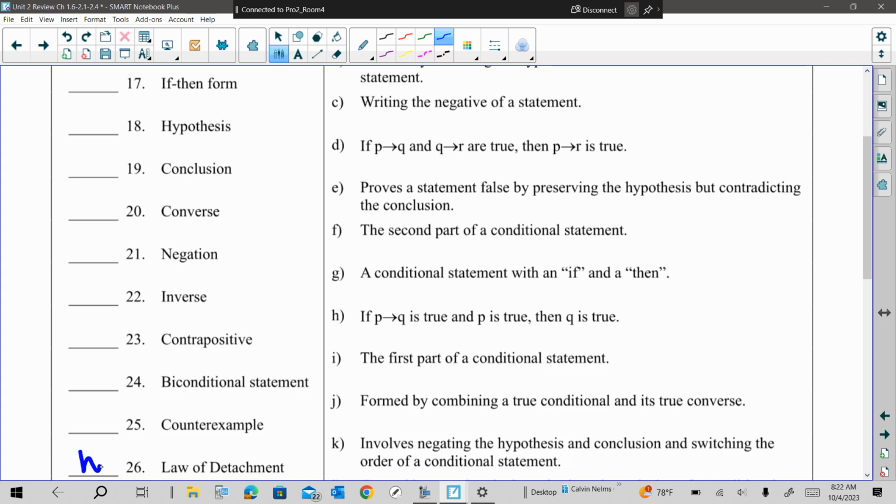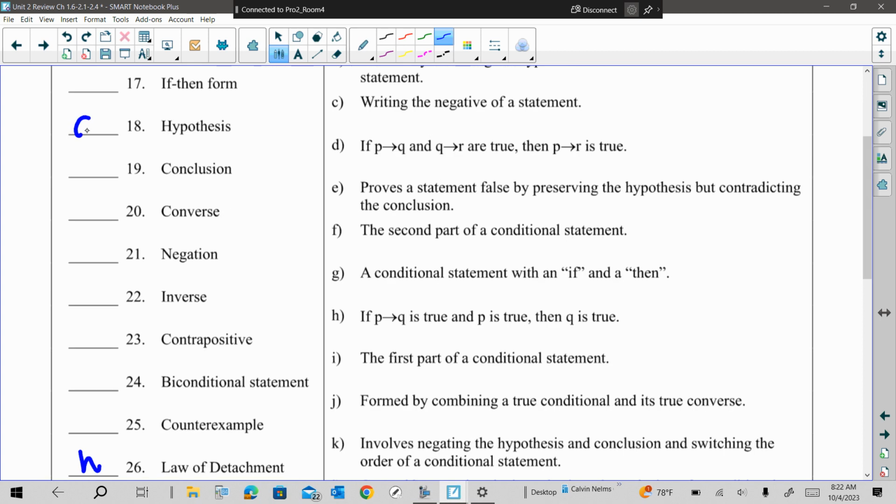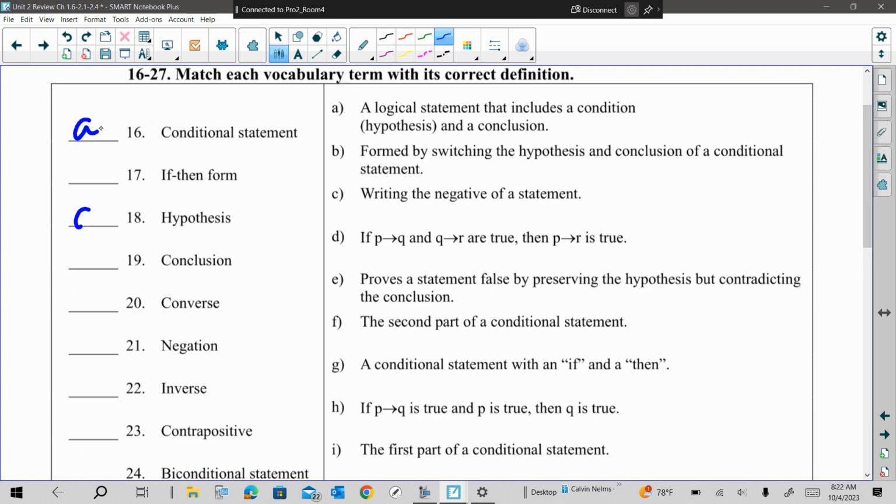It's your logical statement where you have a conclusion and a hypothesis. So our first, just the conditional statement, is just a logical statement. It is 16, it is A. What about if-then form? That's your G, there we go.